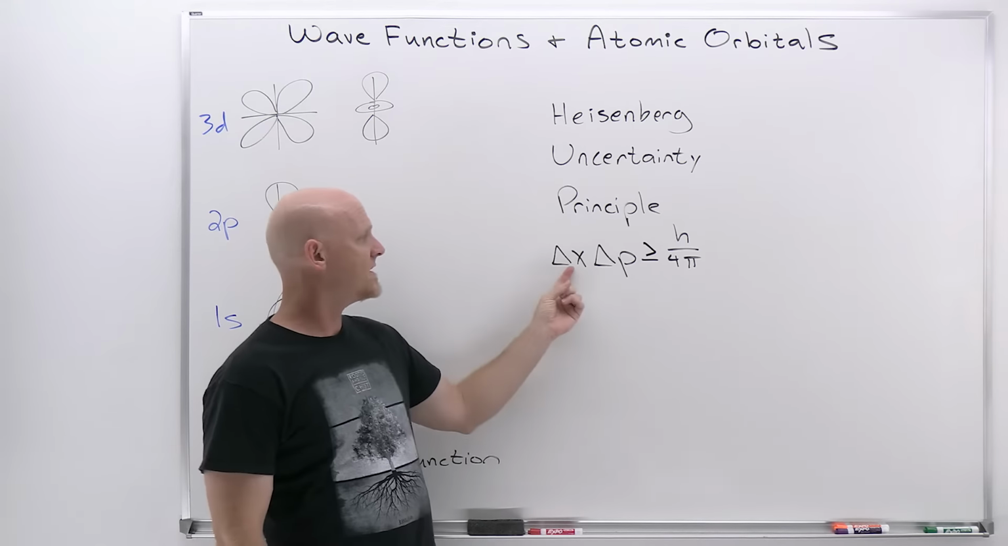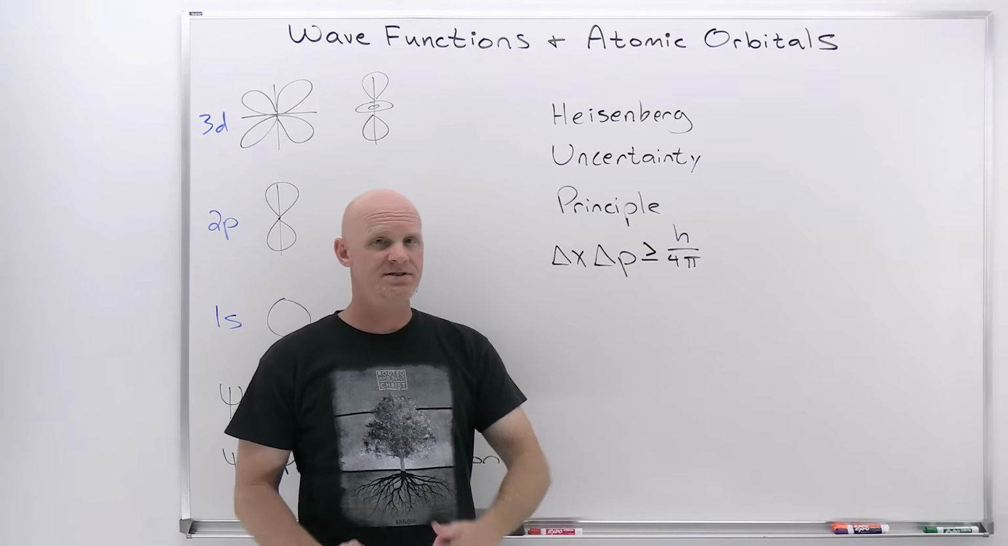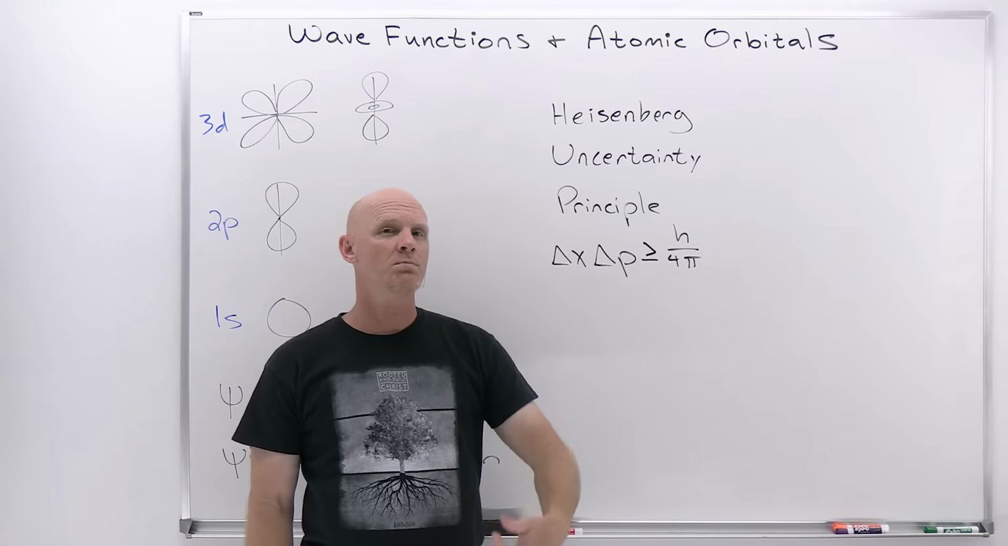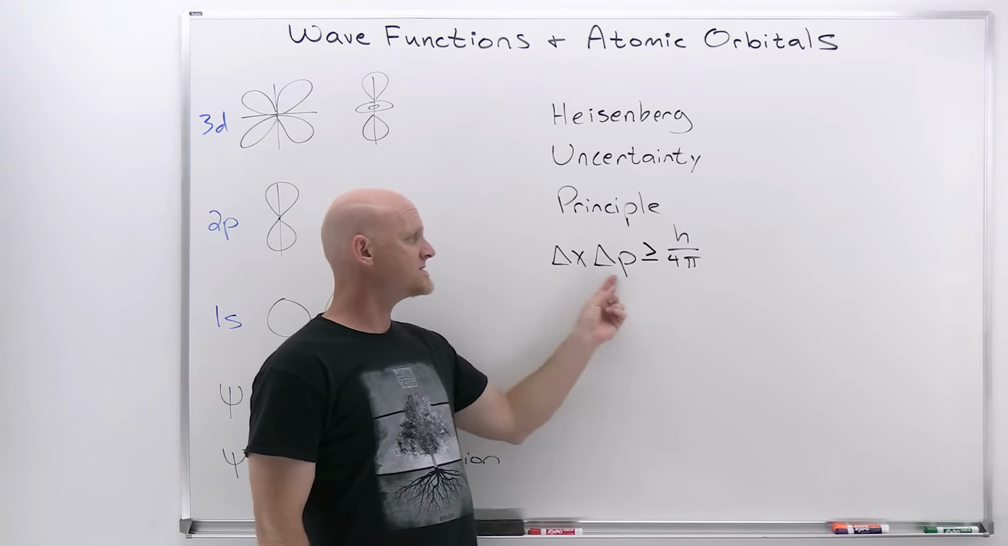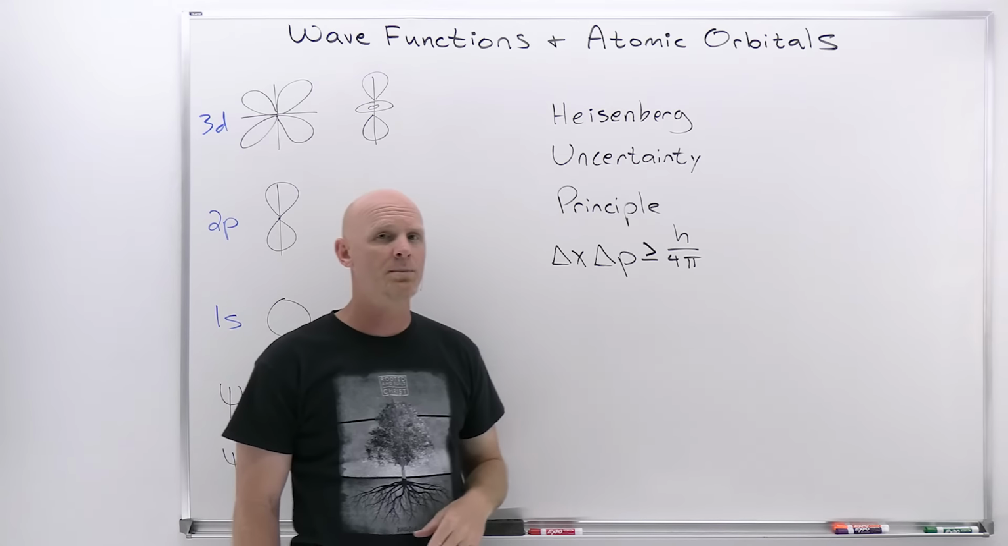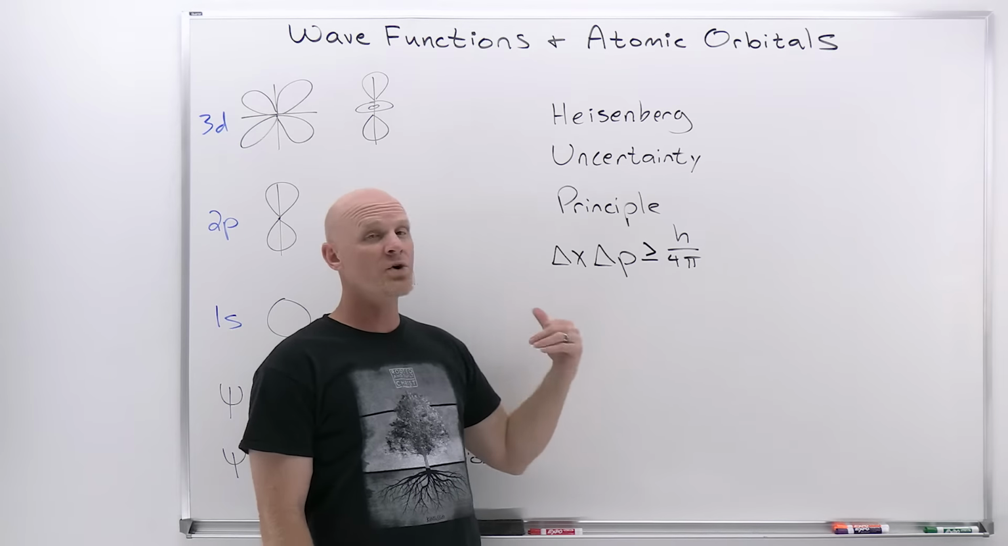So ultimately, the Heisenberg uncertainty principle is an equation, or at least can be described by an equation, where delta x is the uncertainty in the position, and delta p is the uncertainty in the momentum. And the product of these 2 uncertainties is always going to be at minimum equal to Planck's constant divided by 4 pi. So it's going to equal that or greater.